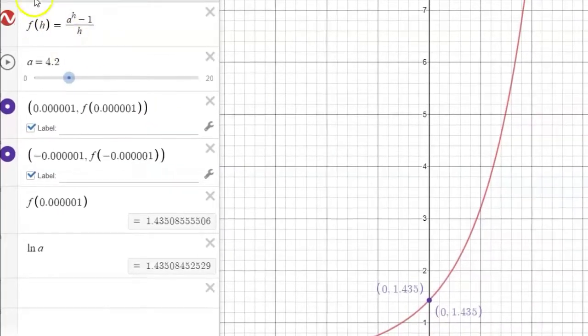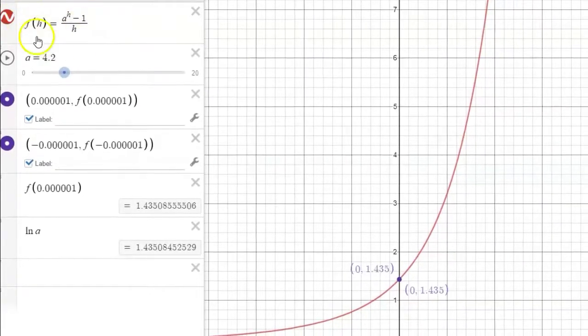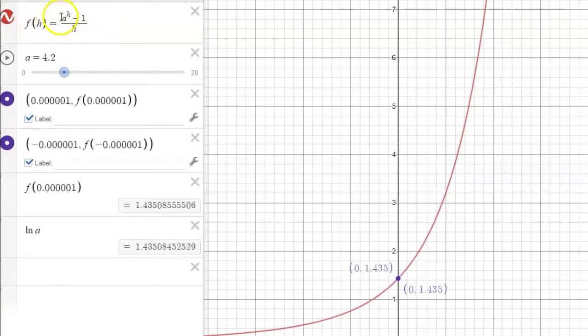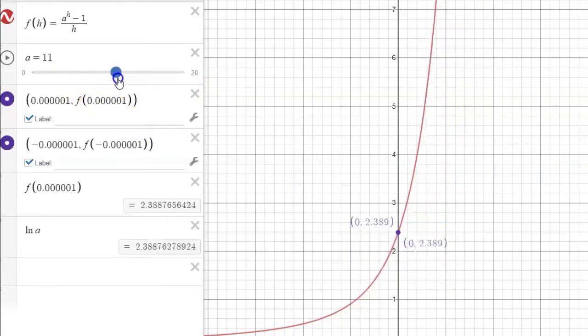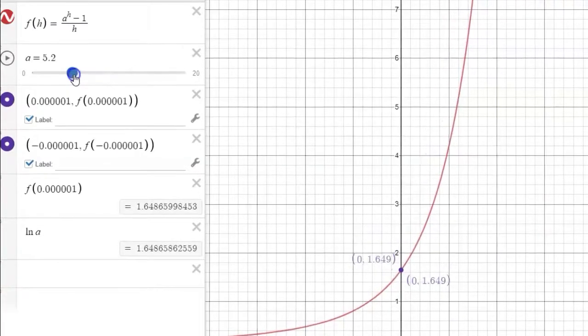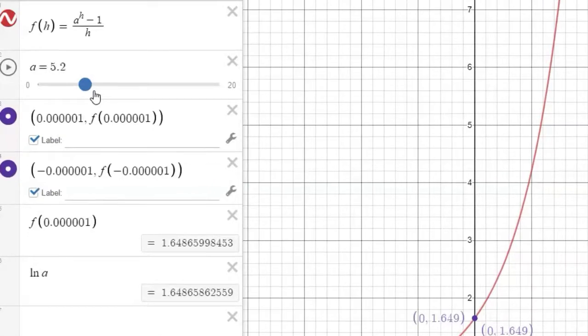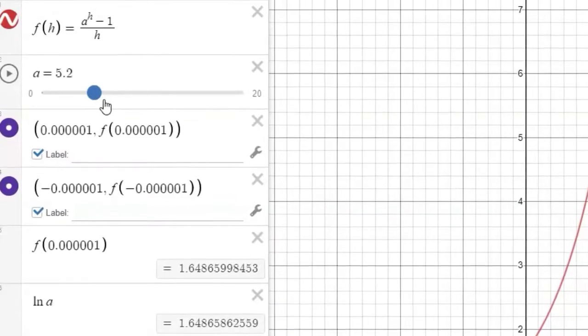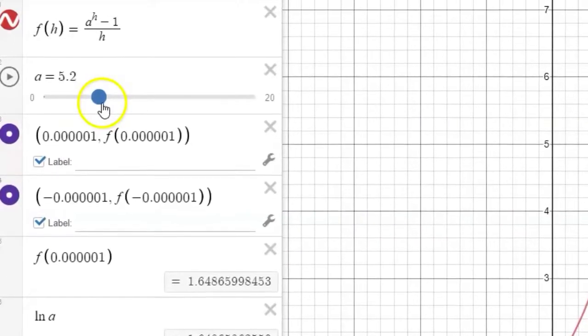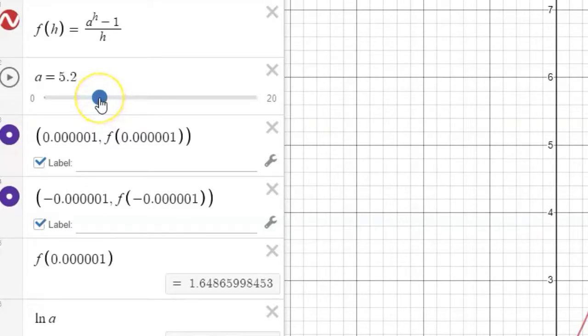So notice here in red we have created a graph of the function f of h is a to the h minus 1 over h. That's the graph here in red. So we can make a be any base that we like. Now remember, this is not the function just a to the x that we're graphing and thinking about the derivative. We're at that place in the proof of the derivative where we have to examine this limit.